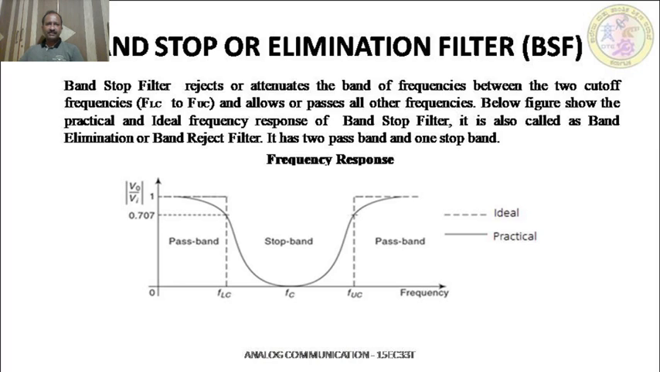In the case of this band stop filter, you are going to have two pass bands and one stop band, and two cutoff frequencies are available. The lower cutoff frequency is going to separate the pass band and stop band. The upper cutoff frequency is going to separate the stop band and then the pass band. Here also, the solid line shows the practical or actual frequency response, and the dotted line indicates the ideal frequency response. Like this, you define filters based on the frequency response, or band of frequencies.